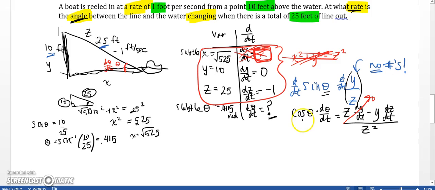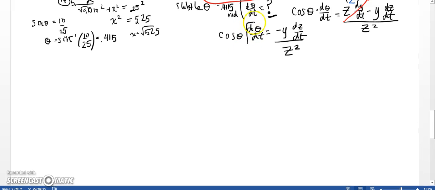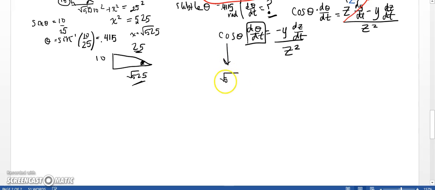So let's keep going here. Cosine theta, I'm just going to rewrite it so it looks a little nicer. Cosine of theta times d theta/dt equals negative, don't forget that negative, dz/dt all over z squared. Remember, we ultimately want this guy by itself. You could divide each side by cosine of theta. I'm not going to do that quite yet just because I don't want to start a whole complex fraction. Cosine of theta, don't think having to do cosine inverse or anything like that. You know what cosine of theta is because remember this is theta. Cosine of theta is just the ratio adjacent over hypotenuse. So I'm going to replace cosine theta with what cosine of theta is.